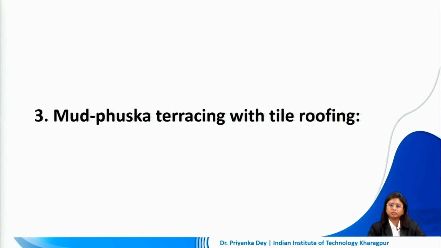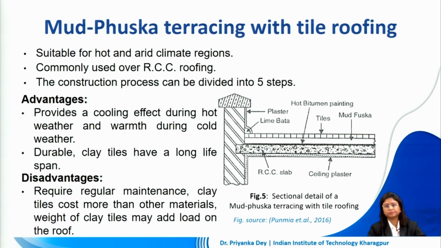The next method that we can use for terracing is called mud fushka terracing. This is very suitable for hot and arid climatic regions. It is commonly used over RCC roofing. In the previous examples, we can use rolled steel joist or wooden joist for the construction of the roof. Now we are starting to talk about RCC roofing and the type of material that we can use for terracing on the same. Now this construction requires 5 steps.